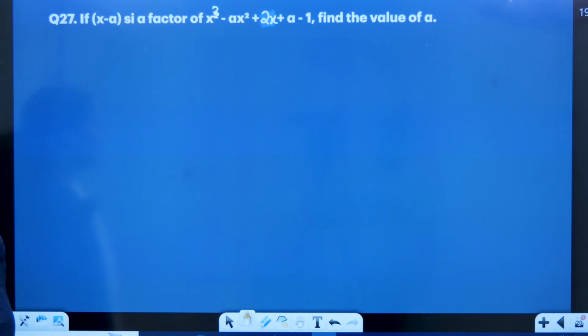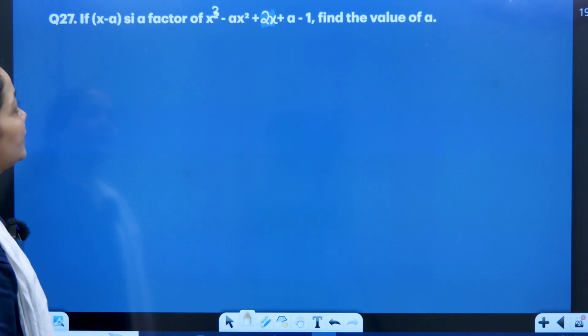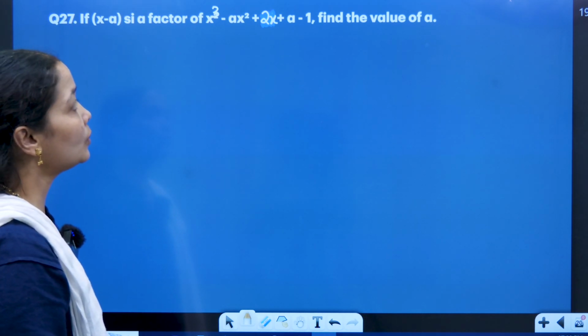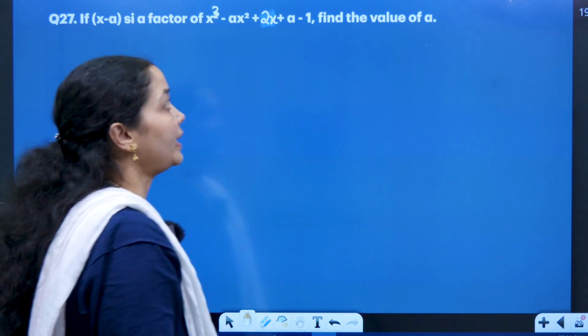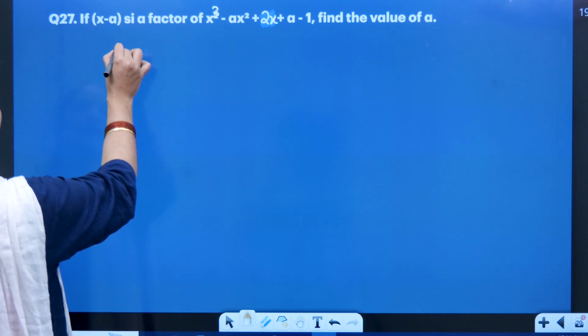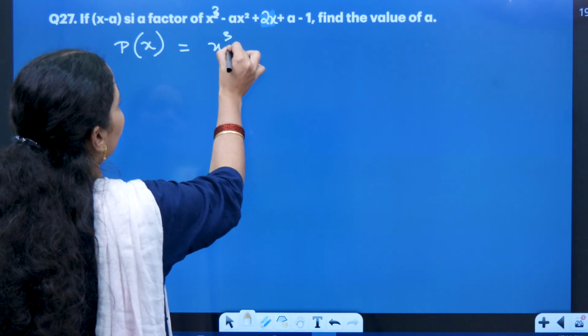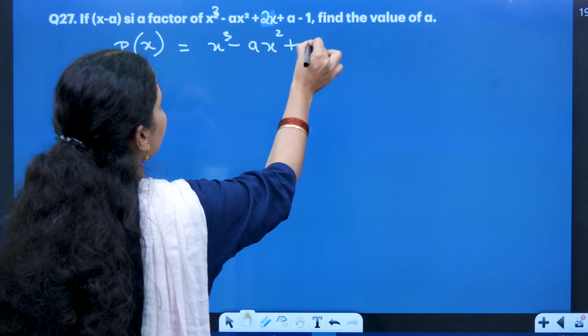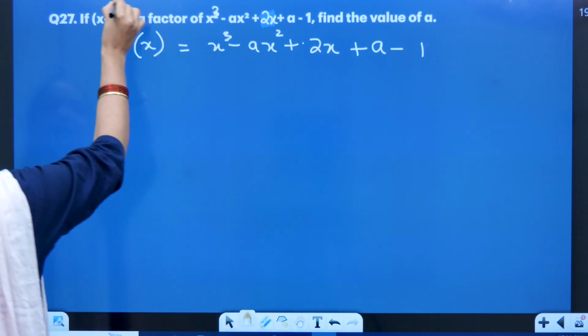So in the next question, that is the 27th one, there is a polynomial. They are asking us whether x minus a is a factor of x cube minus ax square plus 2x plus a minus 1, and I have to find the value of a. So what is my polynomial given? I have been provided with p of x equal to x cube minus ax square plus 2x plus a minus 1. There is a g of x given to me.